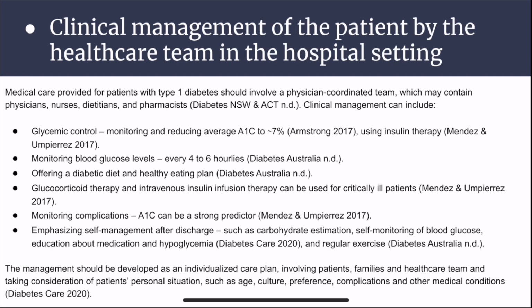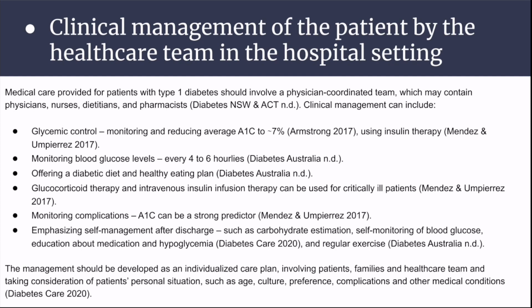Clinical management of the patient with diabetes by the healthcare team in a hospital setting. Healthcare provided to patients with type 1 diabetes should involve a physician-coordinated team, which may include nurses, dietitians, and pharmacists. Clinical management can include glycemic control, so monitoring and reducing average A1C to below 7 and using insulin therapy. Monitoring blood glucose levels every 4 to 6 hours, offering a diabetic diet and a healthy eating plan, monitoring complications. A1C can be a strong predictor.